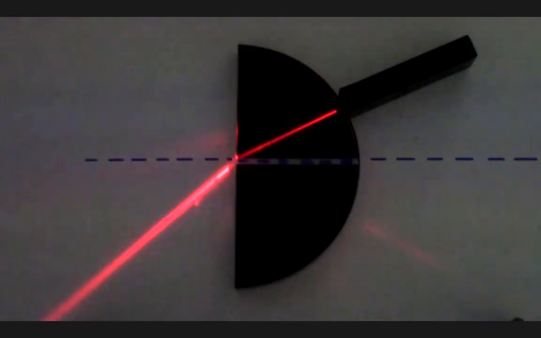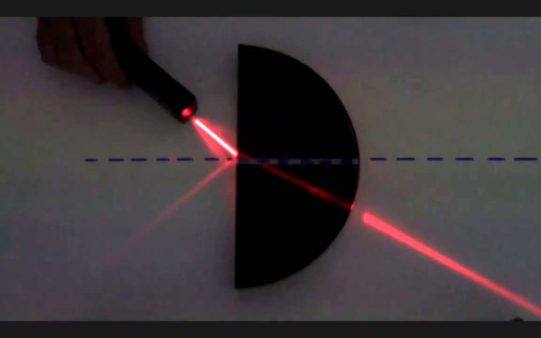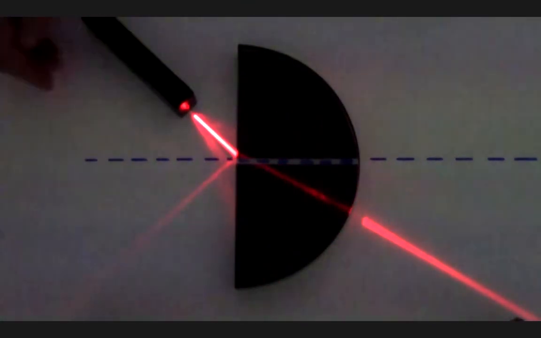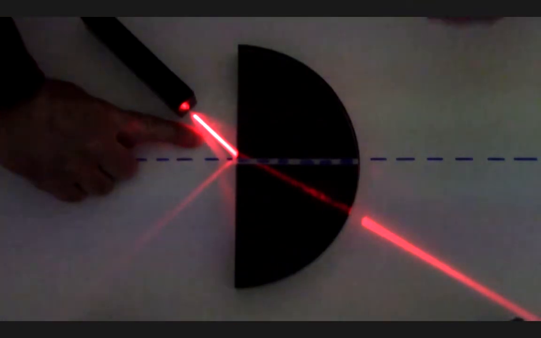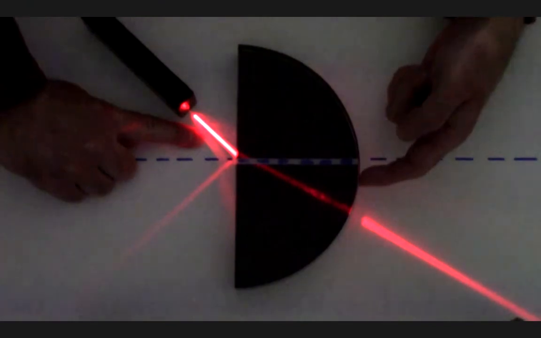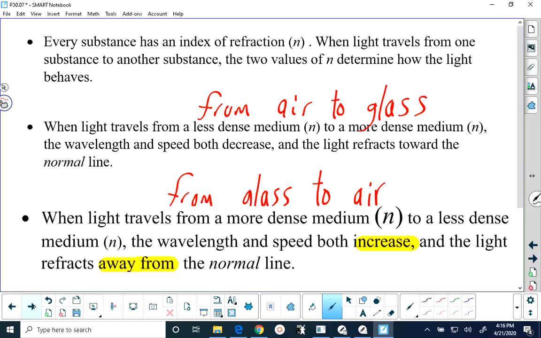If I wanted to refract towards the normal, just to review this, I could put the beam of light here. This now becomes the angle of incidence, and the angle of refraction is over here, and this is refracting towards the normal. So hopefully that gives you a better idea of what it means when we say that light refracts away from the normal or light refracts towards the normal.